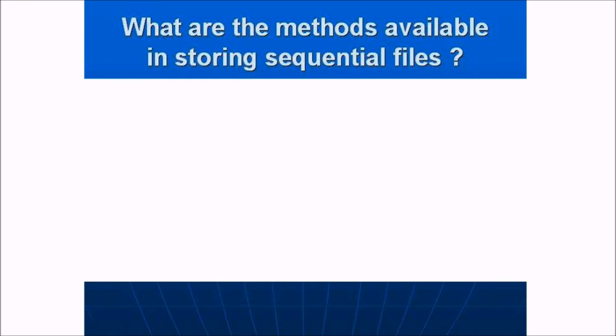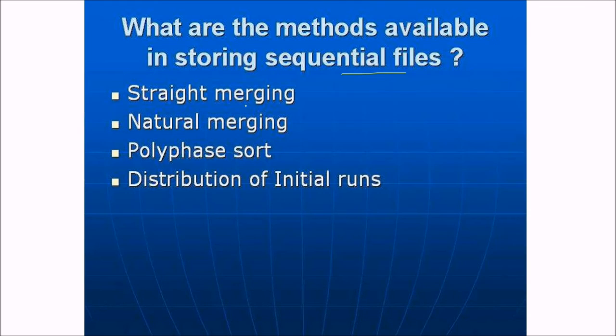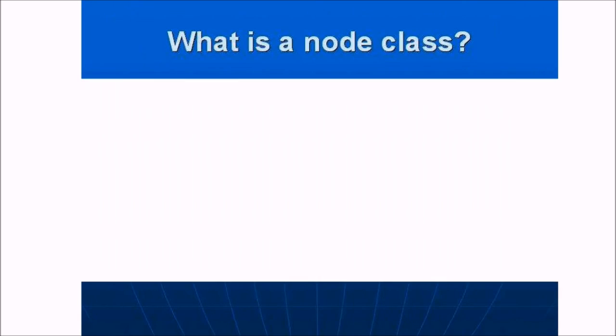What are the methods available in storing sequential files? What are the methods if you want to store a sequential file? First is straight merging, natural merging, polyphase sort, and distribution of initial runs.